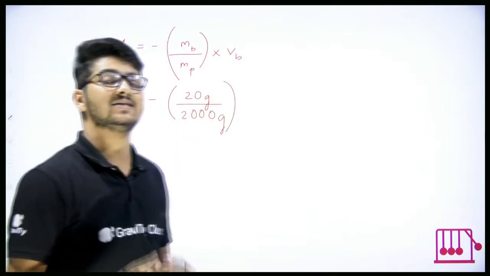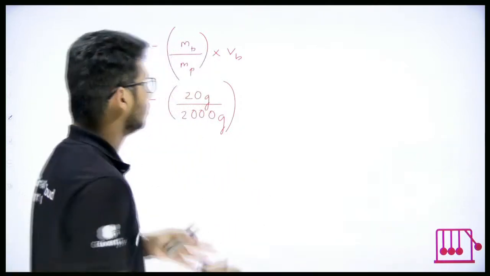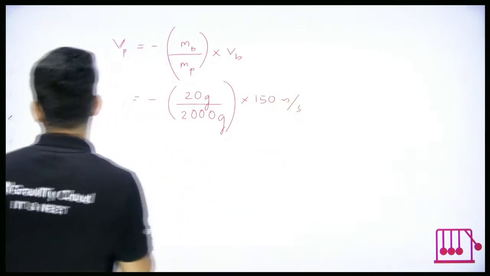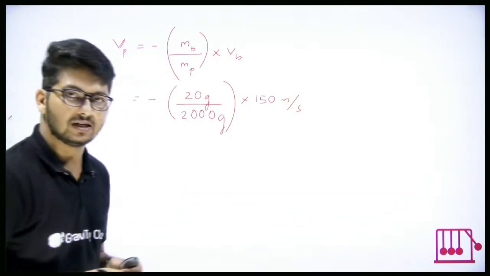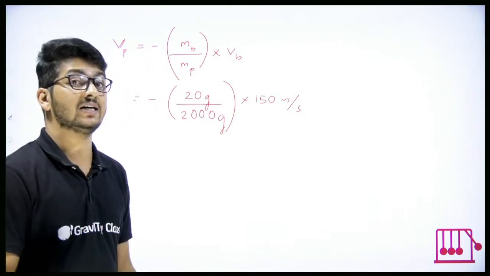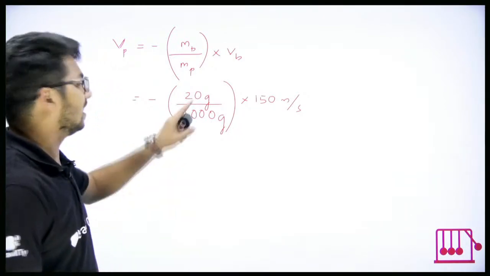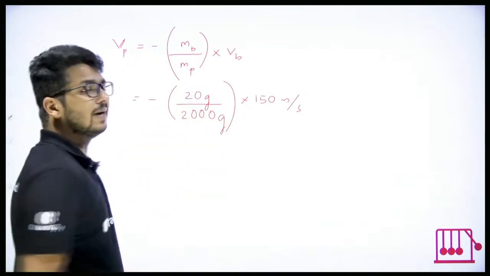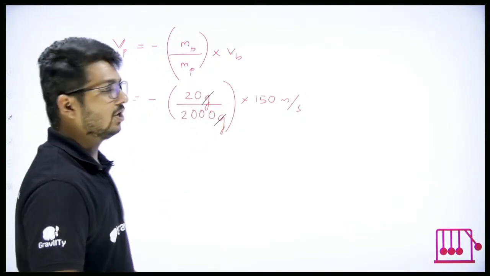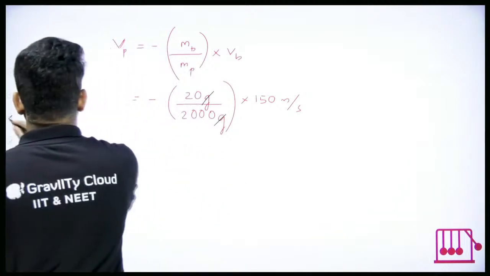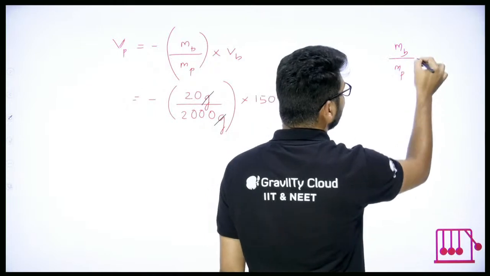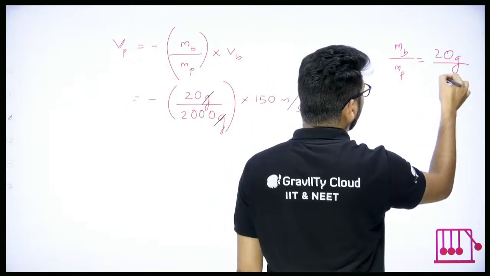Now I'll show you why it is important to convert the units. And into Vb is 150 meter per second. See, units also get cancelled. Units also get multiplied. Units also get divided. And when they get divided, they can get cancelled. For example, here 20 grams by 2000 grams, you can cancel g and g. Had you taken it as mass of bullet upon mass of the pistol as 20 grams upon 2 kilogram.